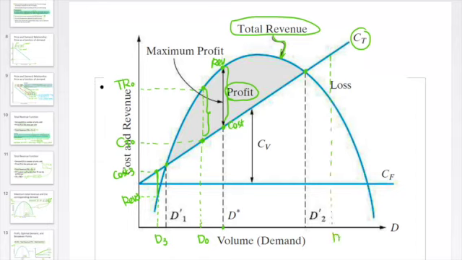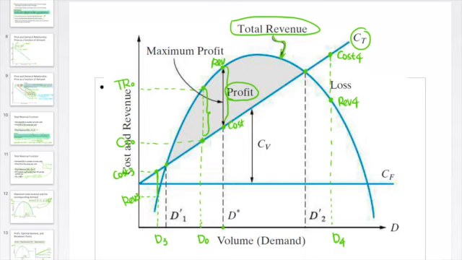And the same thing happened to this side. If you're looking at a very high demand like a D4, okay, your cost is this, and your revenue is here. Okay, so cost 4 and the revenue 4. Your cost is higher, much higher than your revenue, which means you're losing money. Okay, so that's not what you want.